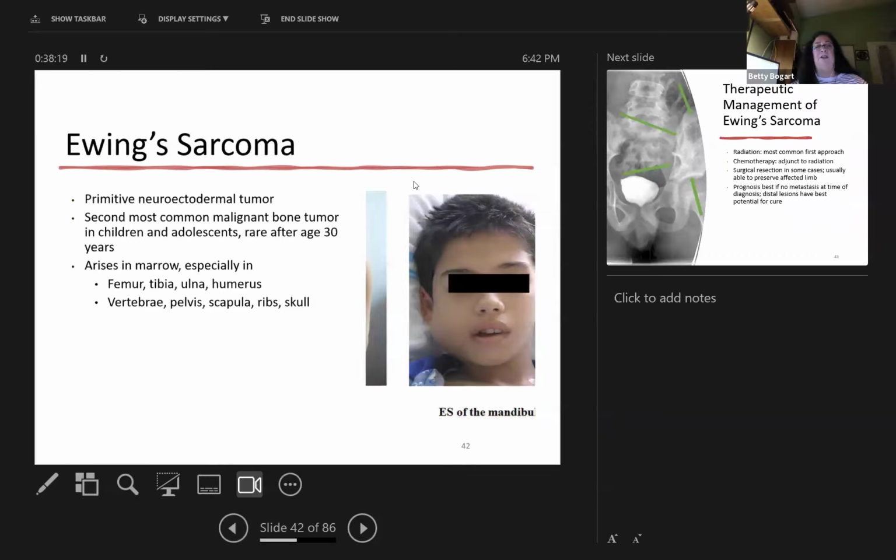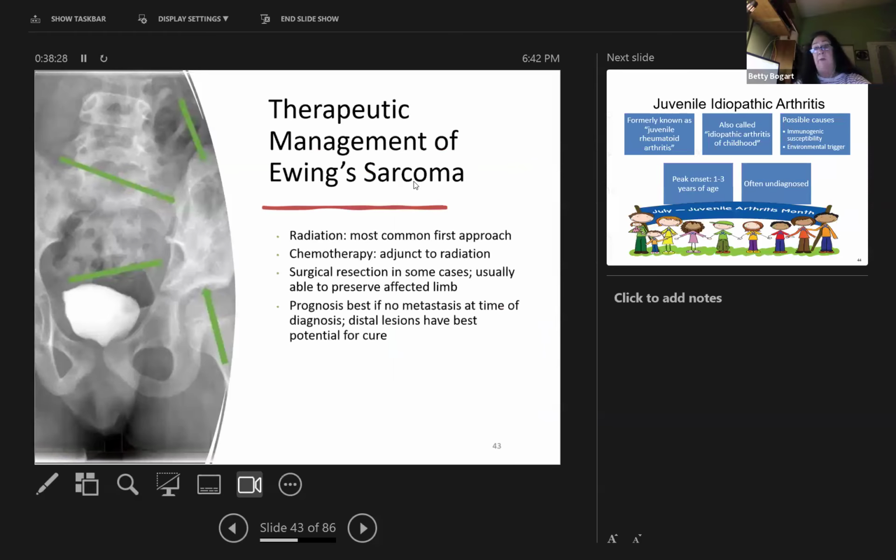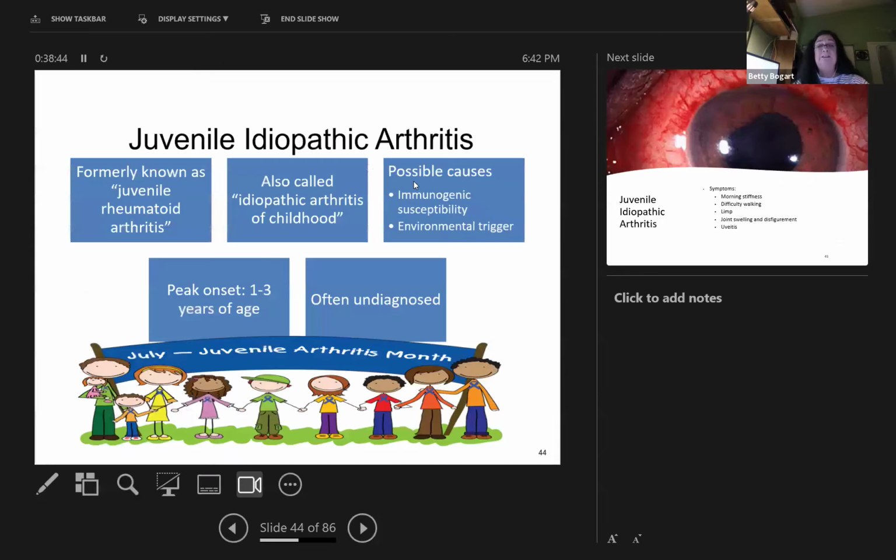Now, I'll just quickly mention Ewing sarcoma. It's a bone cancer. It could be in a jaw, it could be in a scapula, a rib, it could be anywhere. So it's a cancer. We treat it like we treat cancers: radiation, chemo, and if we can, surgical resection. Most of the time, these have already metastasized. So if it hasn't, you can be cured. If it has, not really.